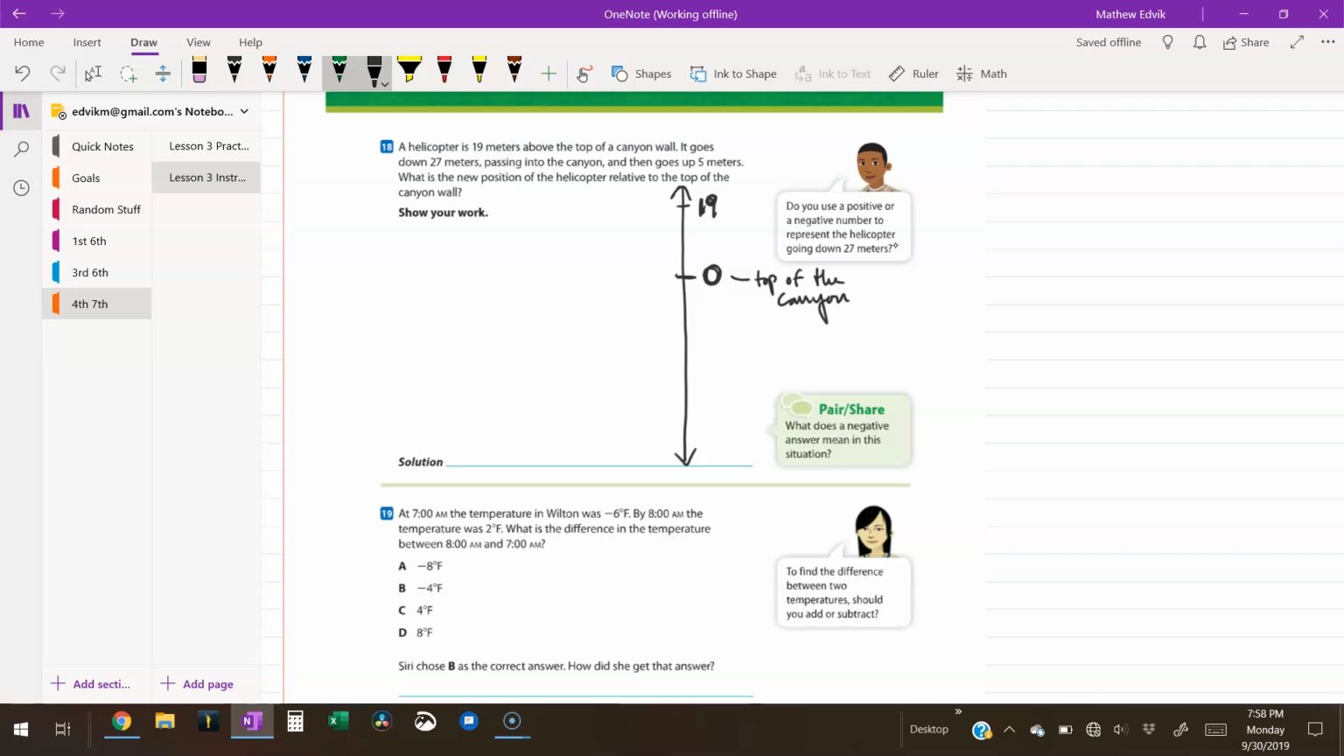And so it says that the helicopter, which I can draw a helicopter, that's not hard, right? So here's our helicopter, and it's here at 19, and then it goes down 27 meters. So the question is, do we use a positive or a negative number to represent that helicopter going down 27 meters? I'm hoping you guys said negative, so it's going to go down or minus 27.